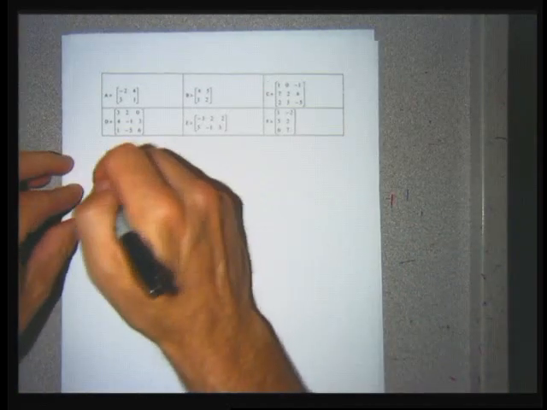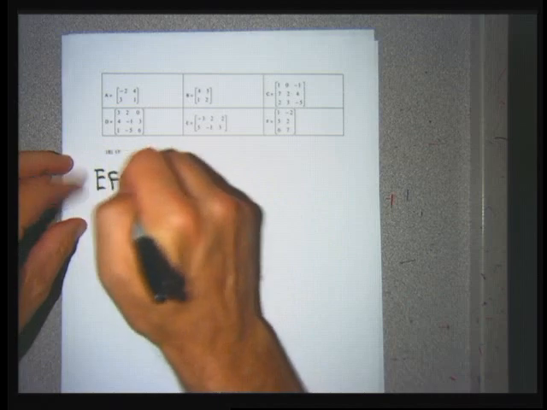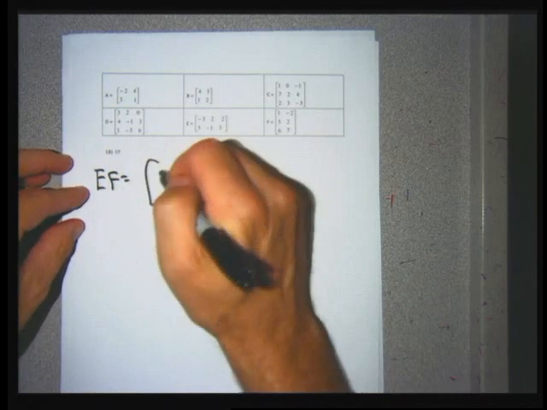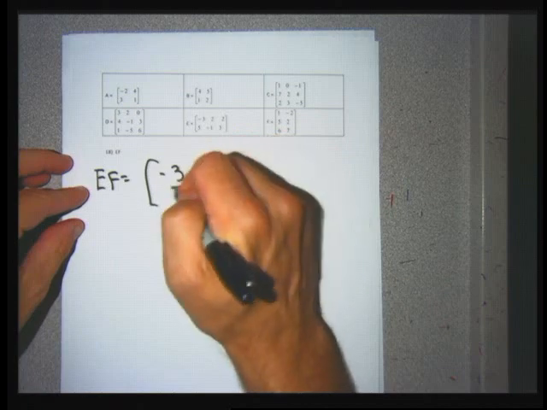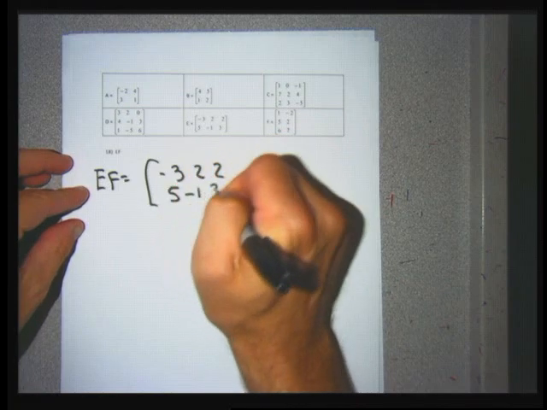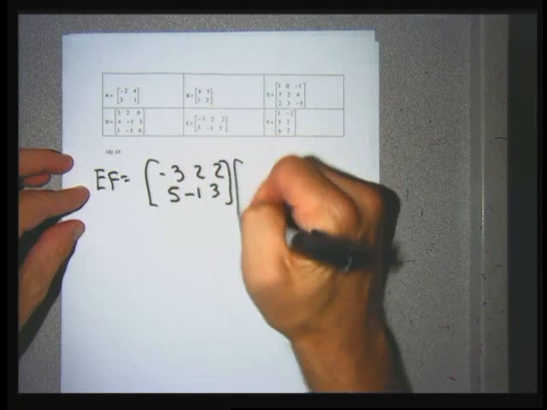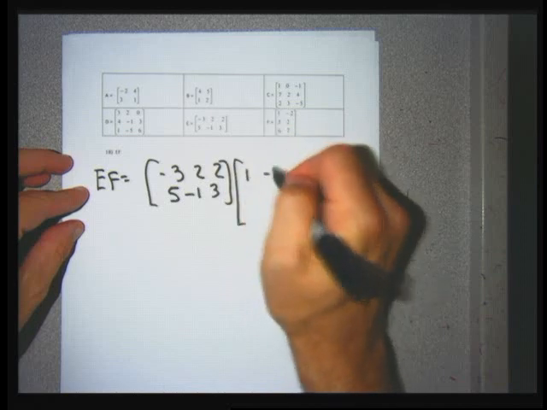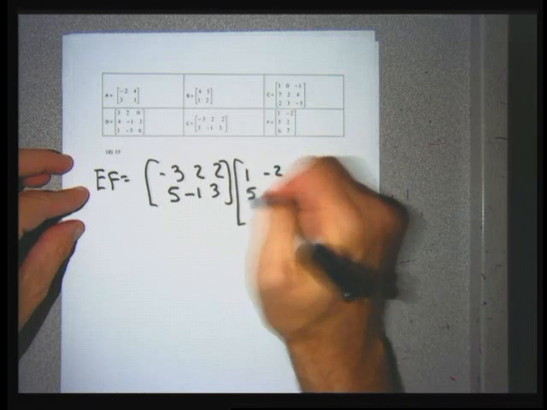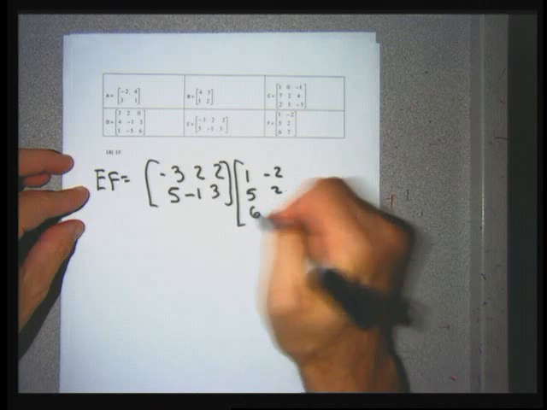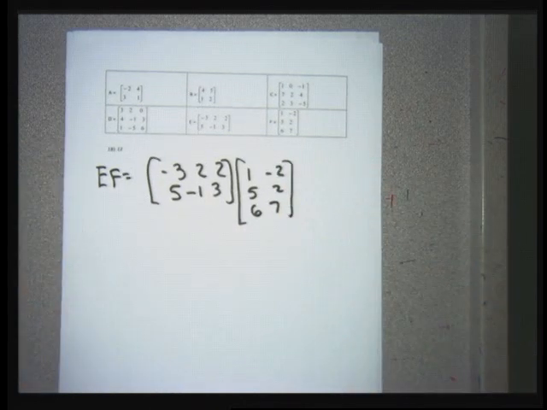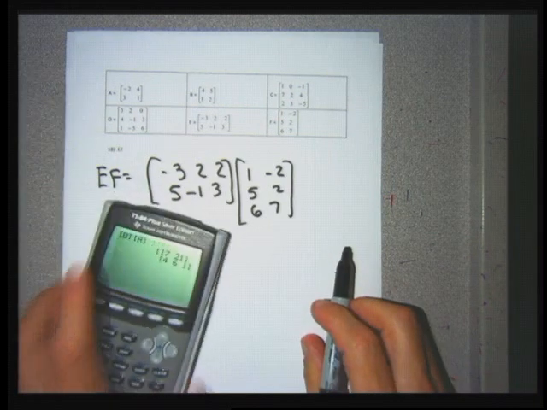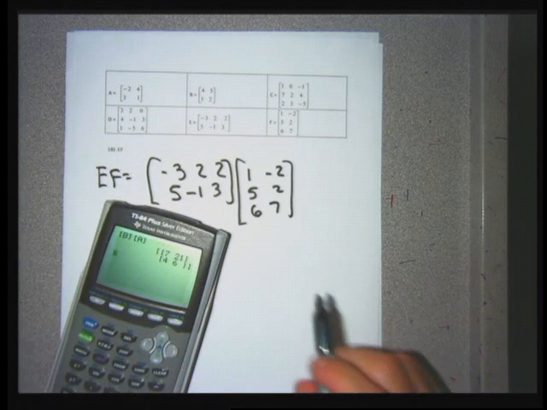So to do E times F, I take the E matrix, write it first, which is negative 3, 2, 2, 5, negative 1, 3. Multiply it by the F matrix, which is 1, negative 2, 5, 2, 6, 7. It's tempting to say this can't be done because they're not the same size. That's not the case. Let me break out my calculator to see what happens when I do E times F.